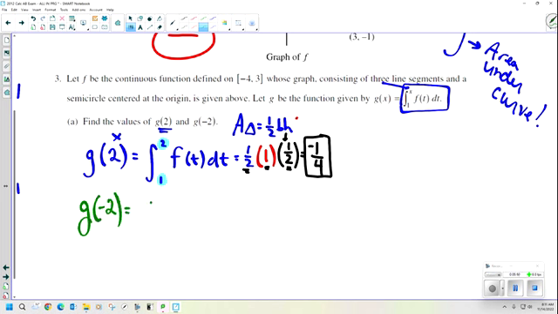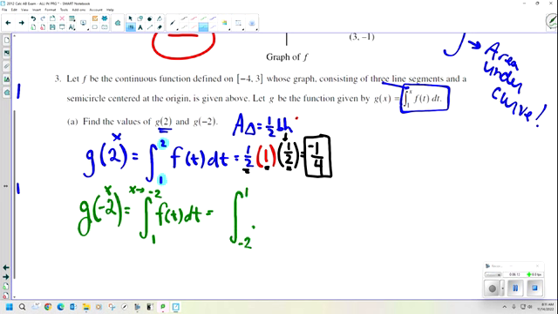So I'm going to integrate. Remember, my x was up here. So when I put negative 2 to 1 of f of t dt, the first thing I'm going to recognize is that my upper bound, negative 2, is actually smaller than my lower bound, which is 1. So I'm going to flip those.